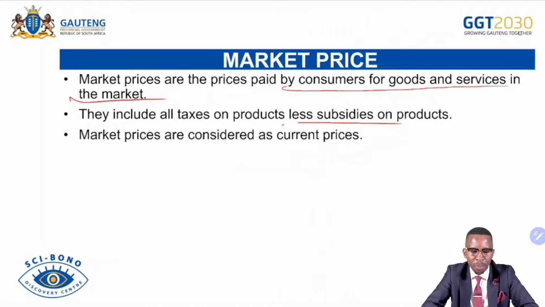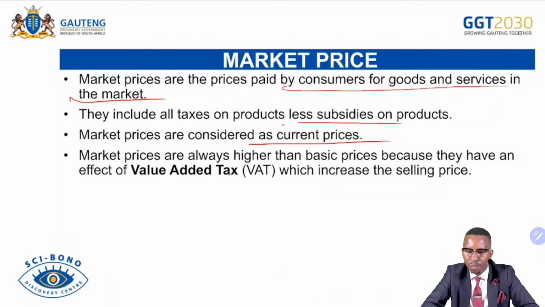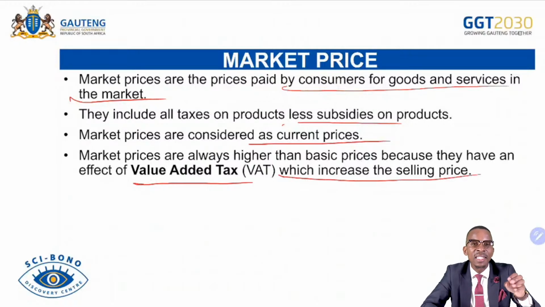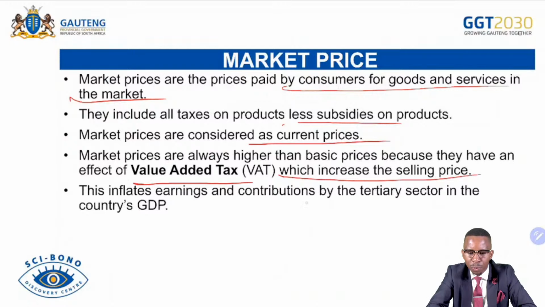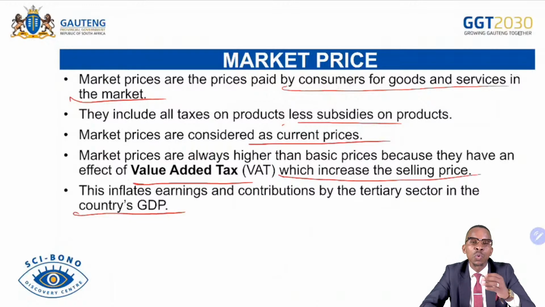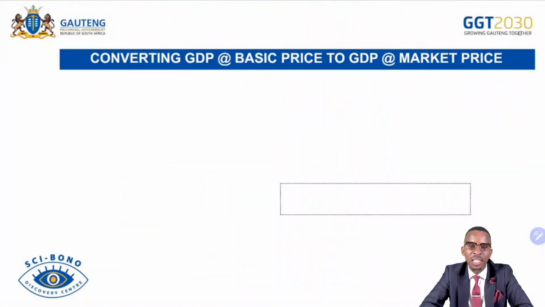Market prices are considered as the current prices because they change with the change in inflation. Market prices are always higher than basic prices because they have the effect of value-added tax, which is known to be taxes on product, which increases the selling price of the particular product compared to when you buy it from the factory. If you buy it from the factory, you buy it at the basic price because taxes on products have not been included. This inflates earnings and contributions by the tertiary sector in the country's GDP. That's why we normally see the tertiary sector contributing the most in the economy, because it sells goods that are value added. They have the likes of value-added tax also imposed on them. Then they will be sold at a higher cost.